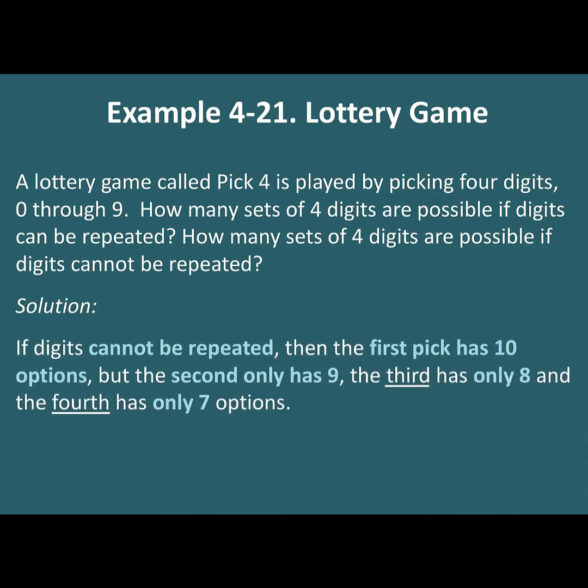However, if we are not allowed to repeat any options or repeat any digits, then the first pick has 10. The second will only have 9 options to choose from because the first has already been chosen. The third will only have 8. The fourth will only have 7. And of course, multiplying these together will give us 5,040 possibilities.